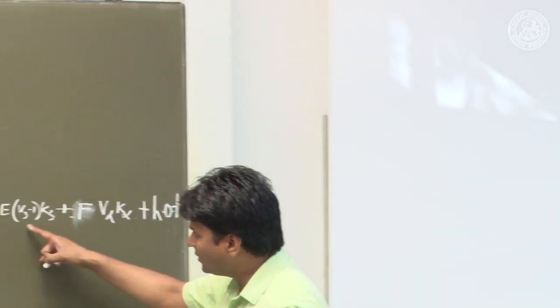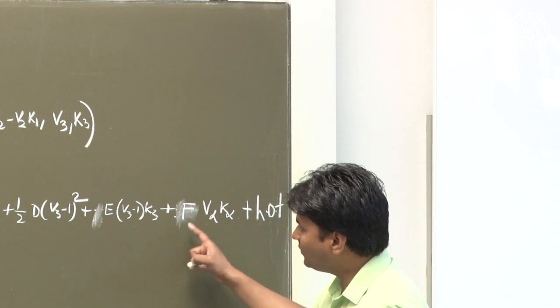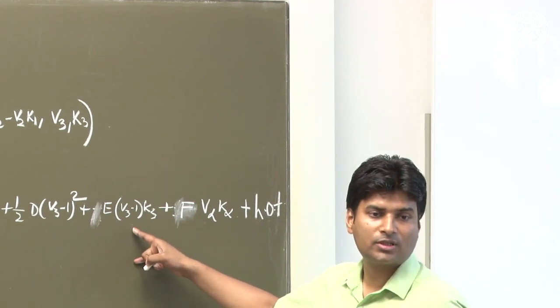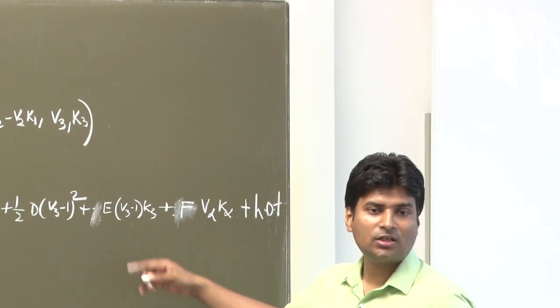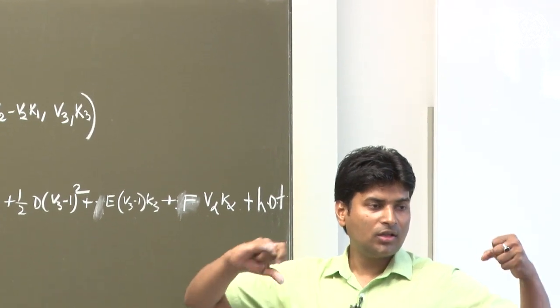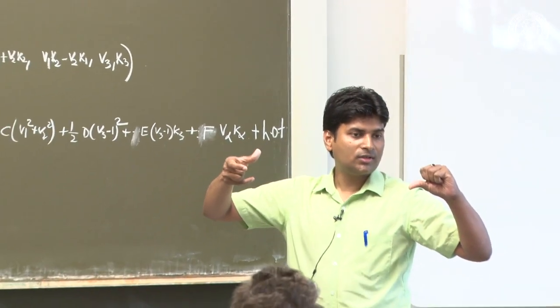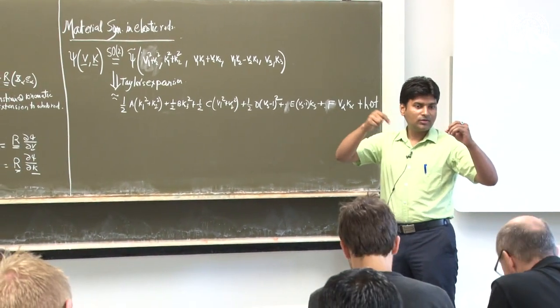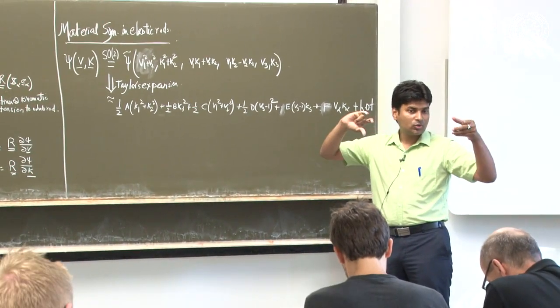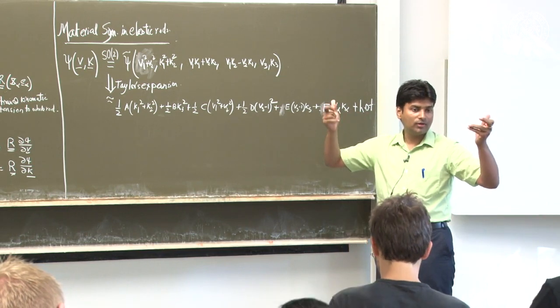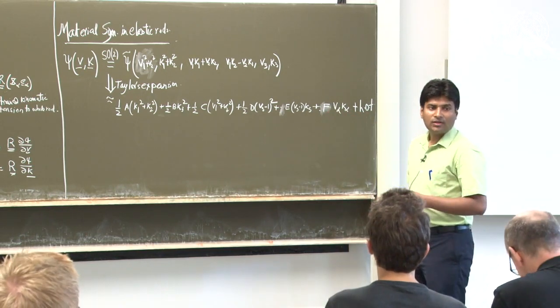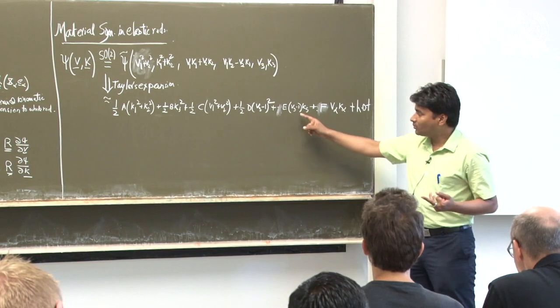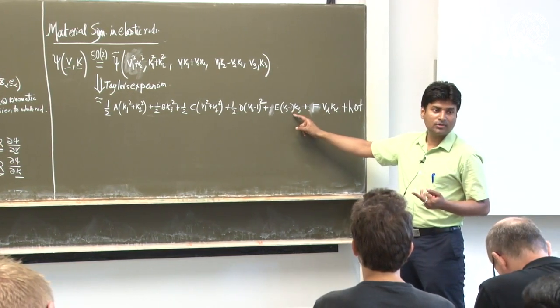And these are the very interesting terms. This term denotes coupling between extension and twist, which says that if you stretch a rod, it is also going to twist, which is very intuitive. If you take a spring, for example, you stretch it, it is also going to unwind or overwind, it is also going to twist. So this term models those coupling terms.